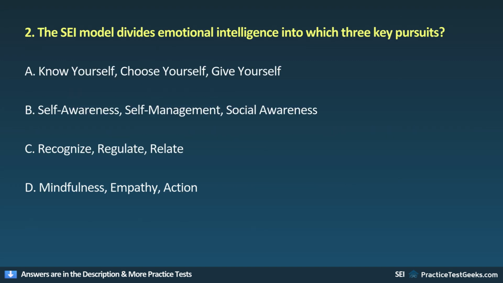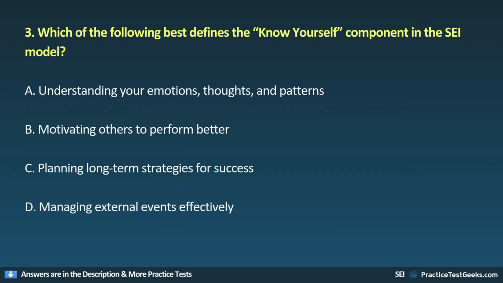2. The SEI model divides emotional intelligence into which 3 key pursuits? A. Know yourself, choose yourself, give yourself. B. Self-awareness, self-management, social awareness. C. Recognize, regulate, relate. D. Mindfulness, empathy, action.